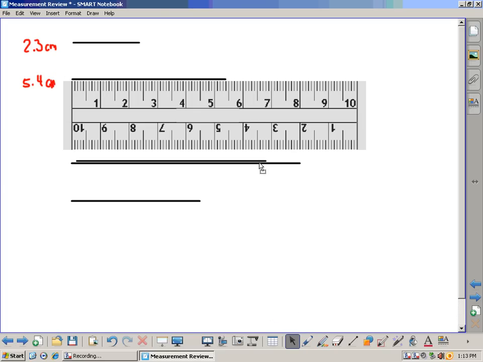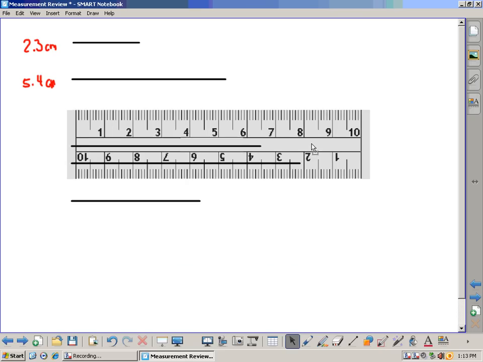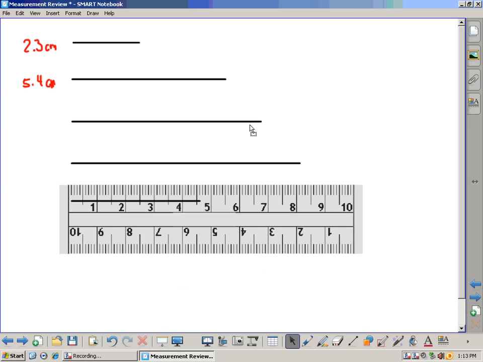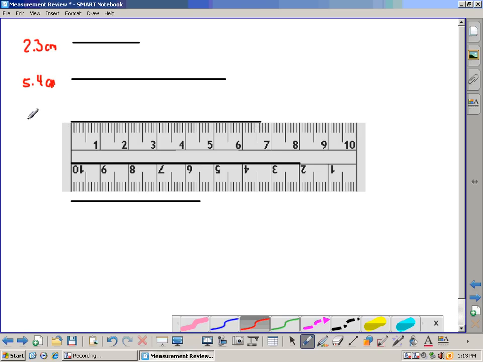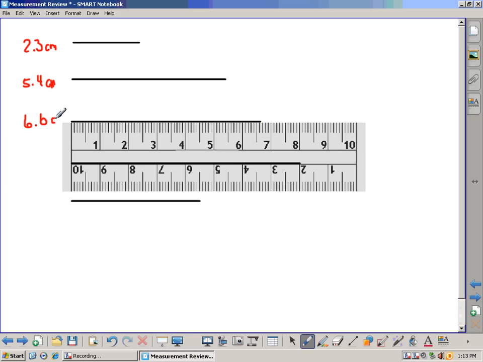Once again, let's measure our next line. In this case, we start here at the 0, and it comes out here. It's between the 6 and the 7, so it's going to be 6 point, and we see it's 1, 2, 3, 4, 5, 6 little lines past the 6, not quite to the 7th. I'm going to say 6.6 centimeters.